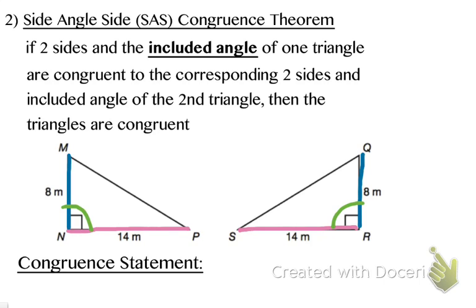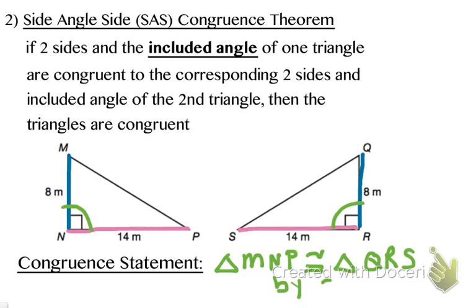Now, let's go back to that included angle. Notice that the congruent angle is in between the two sides. That's what we're talking about when we say the included angle. That congruent angle has to be in the middle of the two congruent sides, which it is. So we're going to say that these triangles are congruent. We're going to write a congruence statement. I'm going to say triangle MNP is congruent to triangle QRS. And I know this by using the side angle side rule.